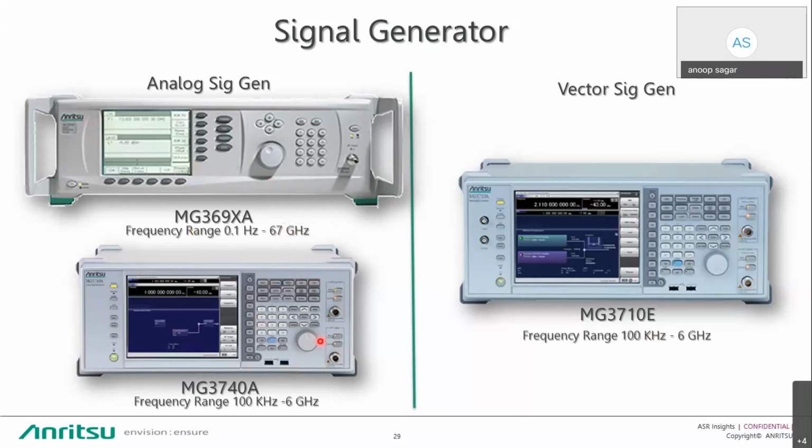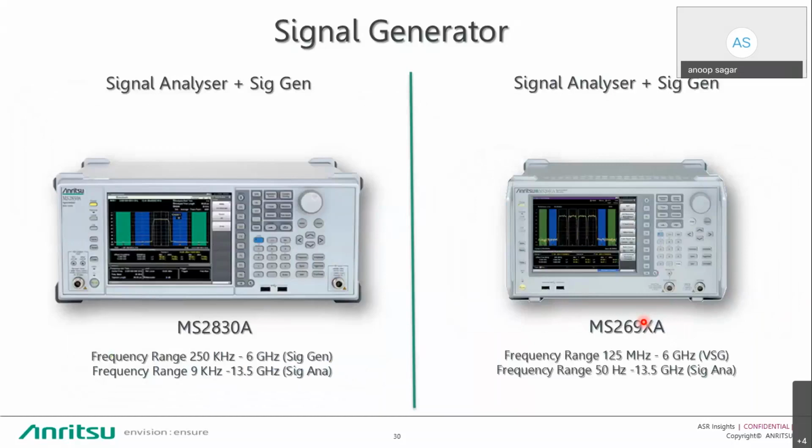We can generate a digitally modulated signal with this one as well, but the bandwidth is limited with this model. With this one, we can generate your LTE signal. You can generate your 5G signal as well with the help of this vector signal generator. So for FR1 or sub-6 gigahertz 5G generation, we can use this MG3710E.